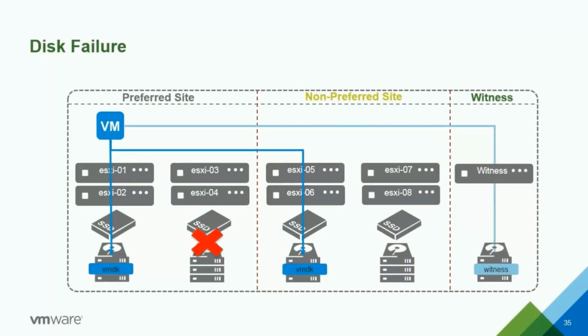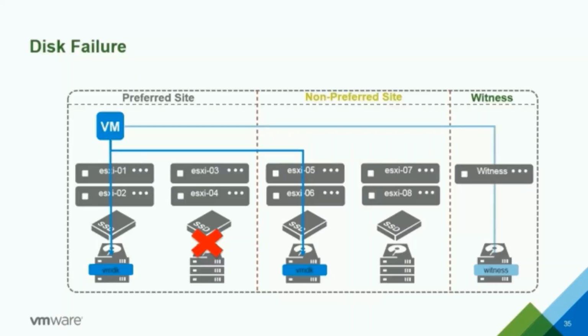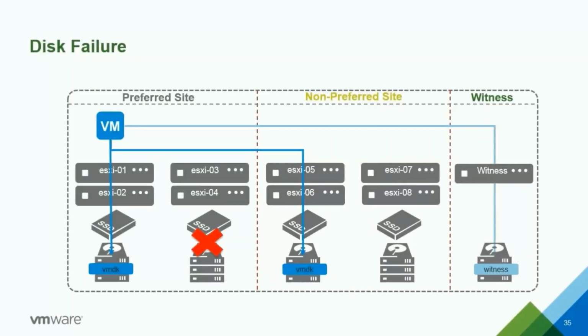One other thing I wanted to point out, which I didn't highlight here, is what happens if we lose the host that the VM is running on. In that case, we're just going to use HA to recover that VM onto another host at the preferred site. And then again, we're back up and running.